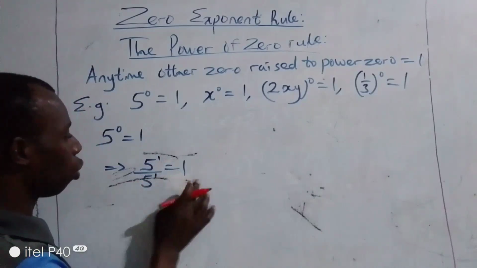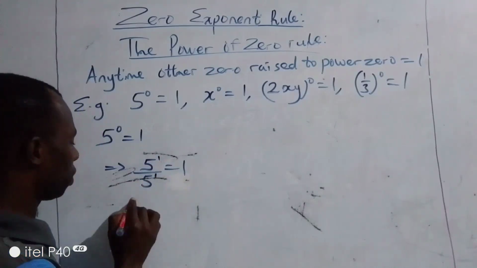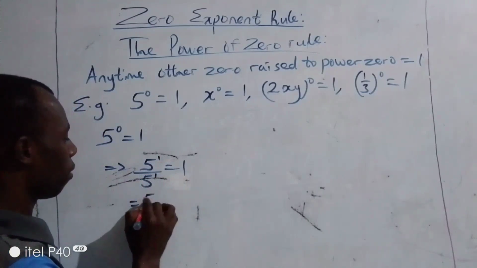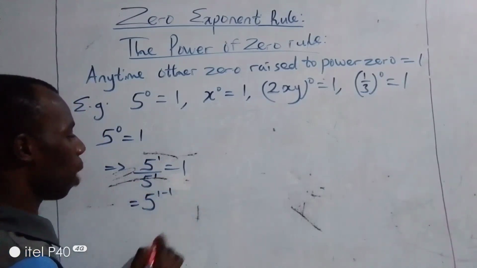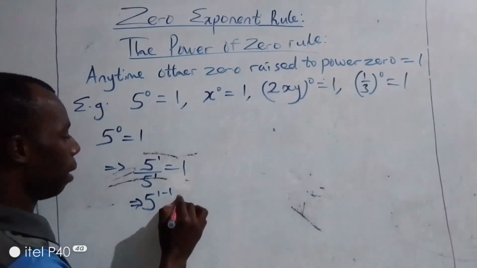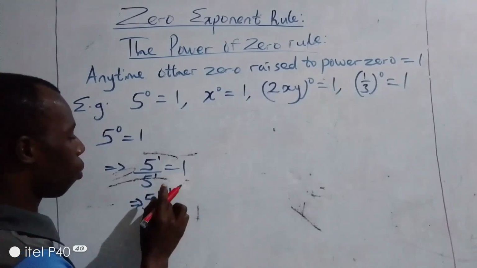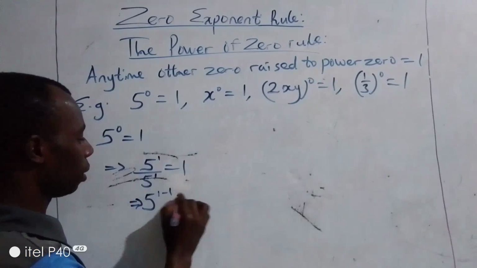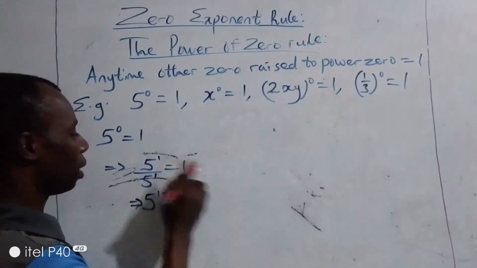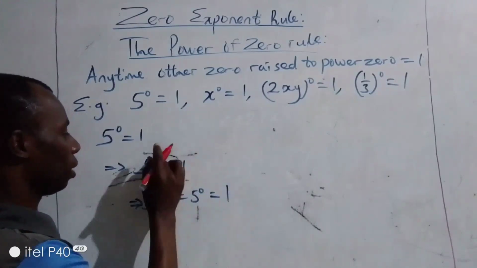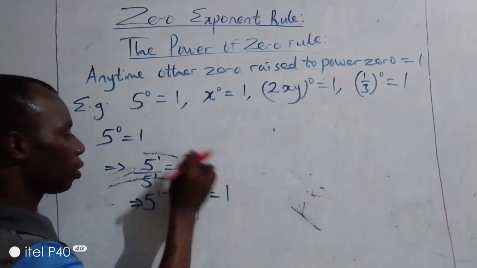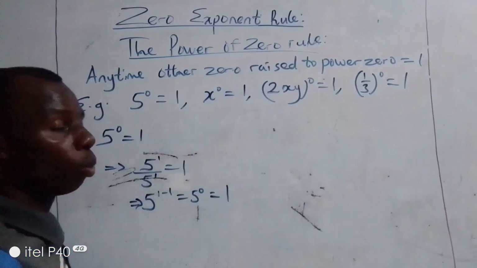So if you use our division law under the law of indices, you can therefore say this becomes 5 raised to power 1 minus 1. Is that not so? Good. Now, what is 5 raised to power 1 minus 1? It is 5 raised to power 0. And what is our answer? It is 1. You can see this leads to this and gives us this answer back. So this is one way we can prove it.